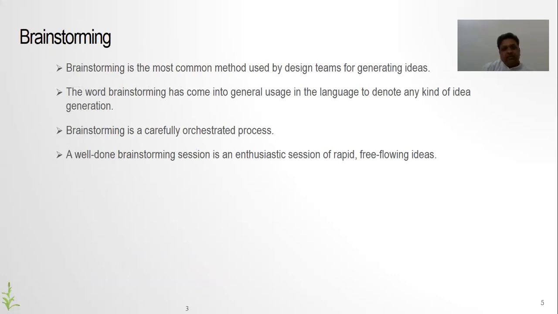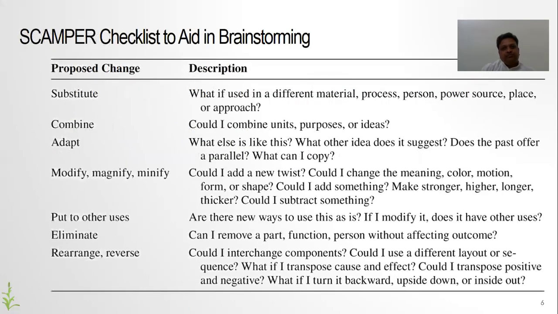Brainstorming method. It is the most common method used by design teams for generating ideas. The word brainstorming has come into general usage in the language to denote any kind of idea generation. Brainstorming is a carefully orchestrated process. A well done brainstorming session is an enthusiastic session of rapid, free flowing ideas. In that, the SCAMPER checklist aids in brainstorming.